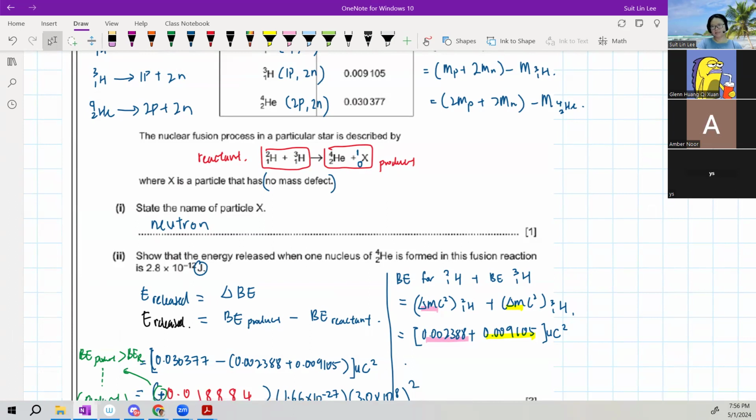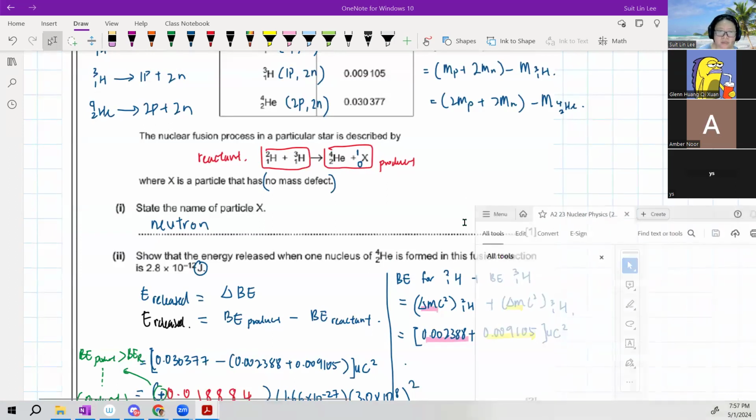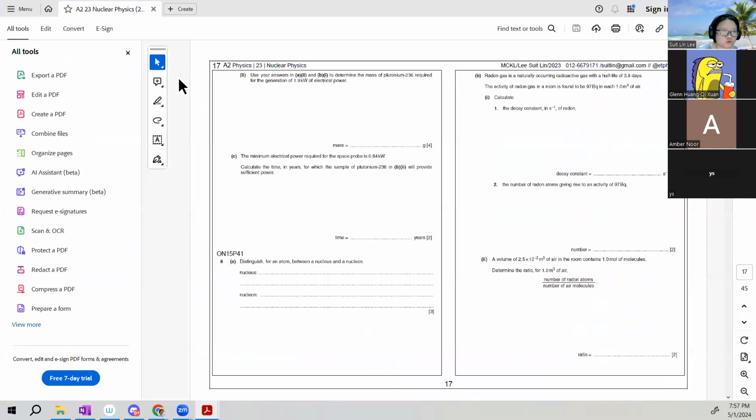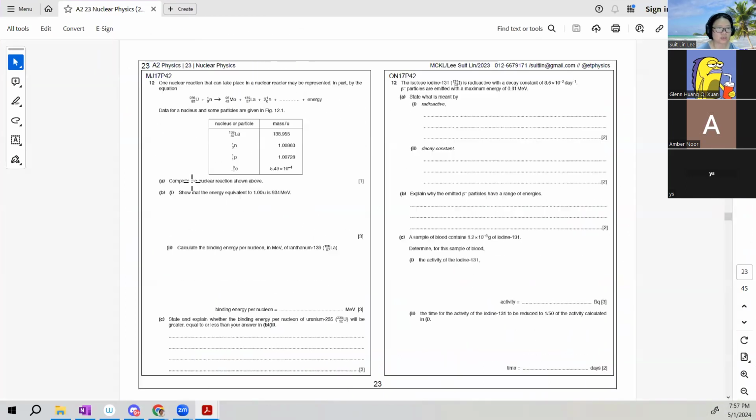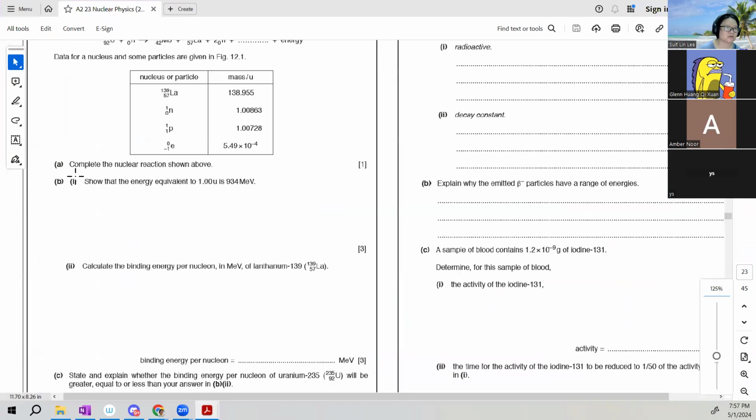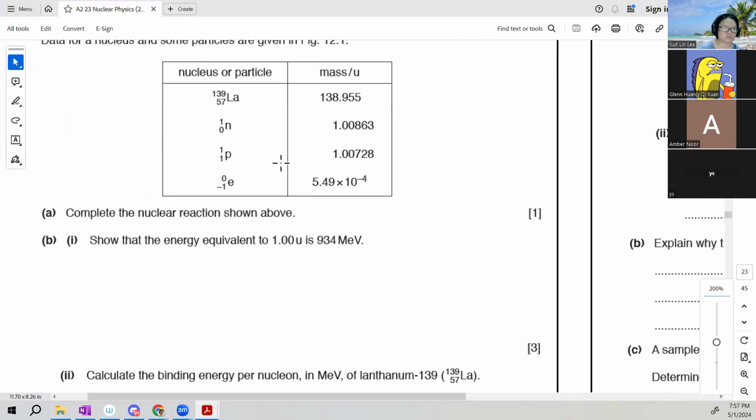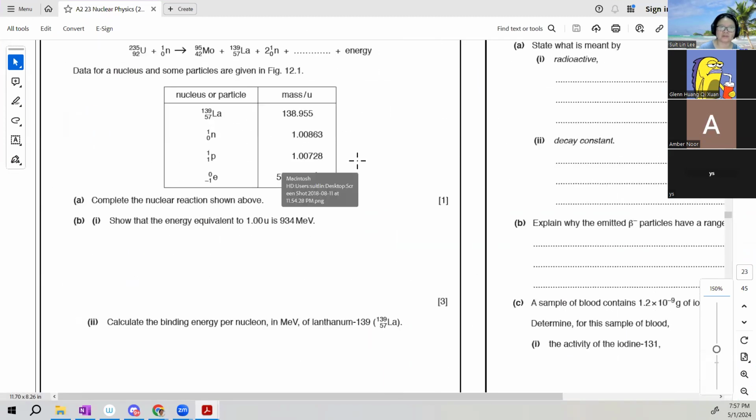For the masses, you generally do not want to use the data table. If you look at the past year questions, they will give you data, and you should use their data. You don't go and use your own data. For example, they will give you the mass of the neutron and the proton, so you use whatever they give you.